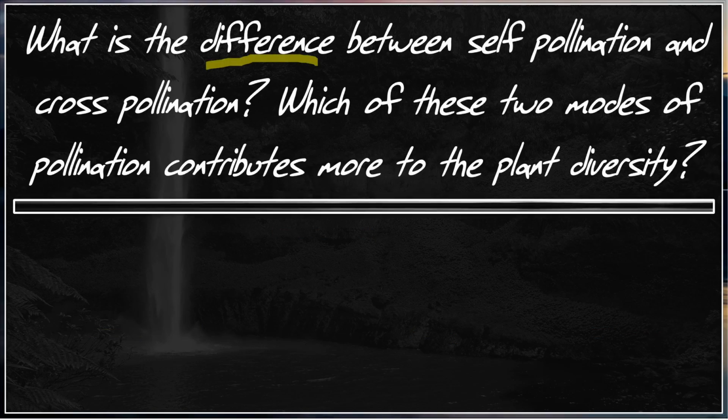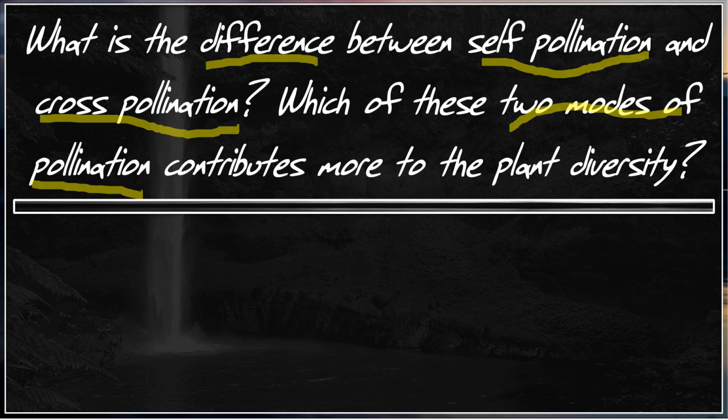What is the difference between self-pollination and cross-pollination? Which of these two modes of pollination contributes more to plant diversity?